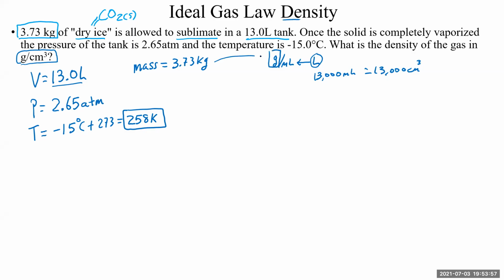Well, we have kilograms, so we can go from kilograms to grams. So we have 3,730 grams for every 13,000 milliliters. Hey, what do you know? Or actually here, let's rewrite it, cubic centimeters. That's it. We have it.